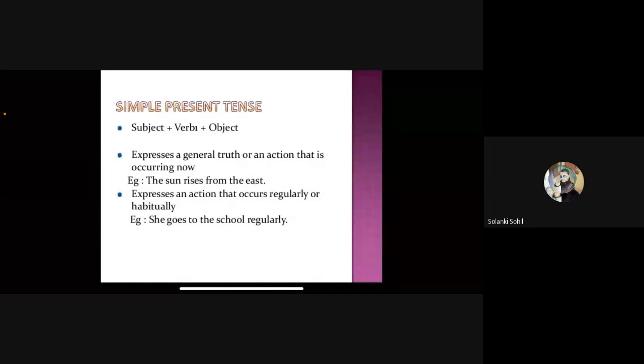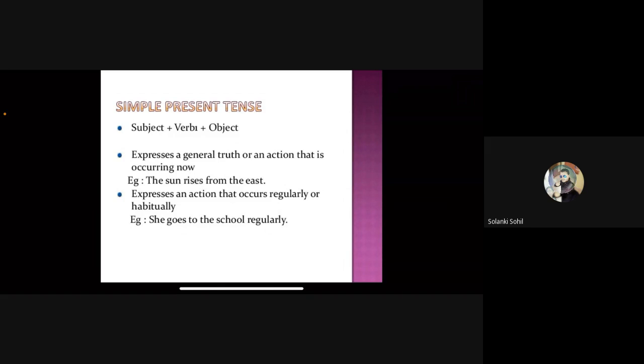Simple present tense. Subject plus verb plus object expresses a general truth or an action that is occurring now. Example: the sun rises from the east. It expresses an action that occurs regularly or habitually. Example: she goes to school regularly.